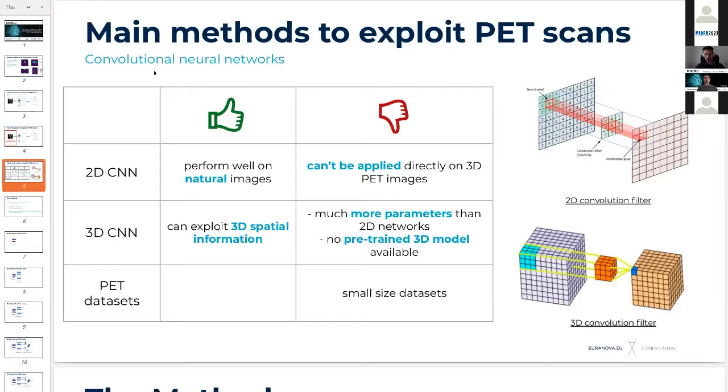PET datasets are usually small, and it is therefore harder to train a 3D CNN, which implies an overfitting tendency.